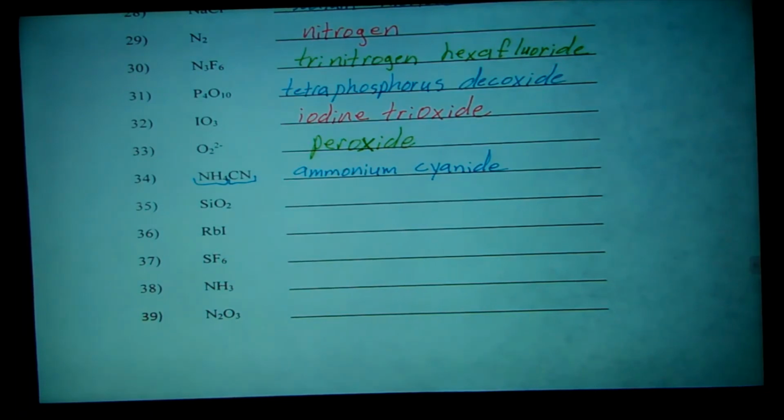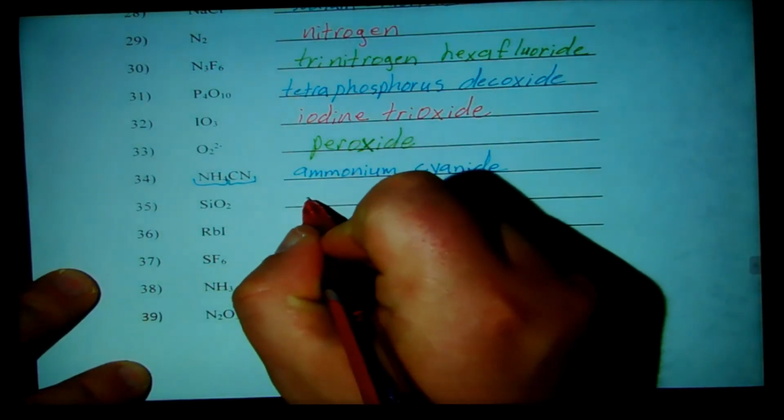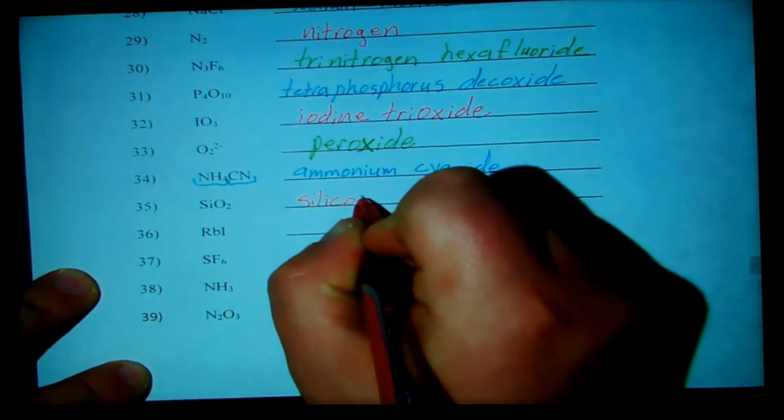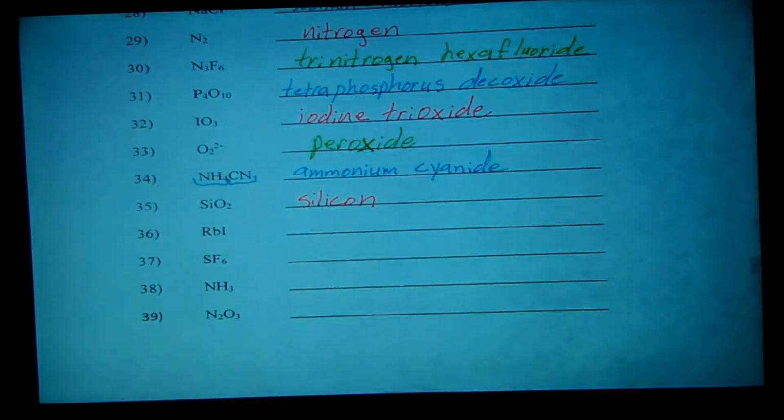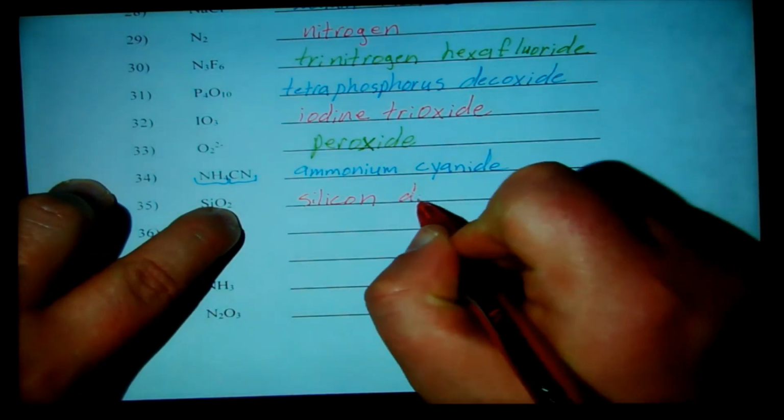Number 35, SiO2, there's two elements present but no charge, so we look at the bonds. In this case, silicon and oxygen both are nonmetals. Two nonmetals mean covalent bond, means use prefixes. Silicon, I didn't put a prefix with that because there is no need for it, where it's one, okay? Remember that first element, we only use prefixes if it's something besides mono. Silicon, 2, so dioxide.